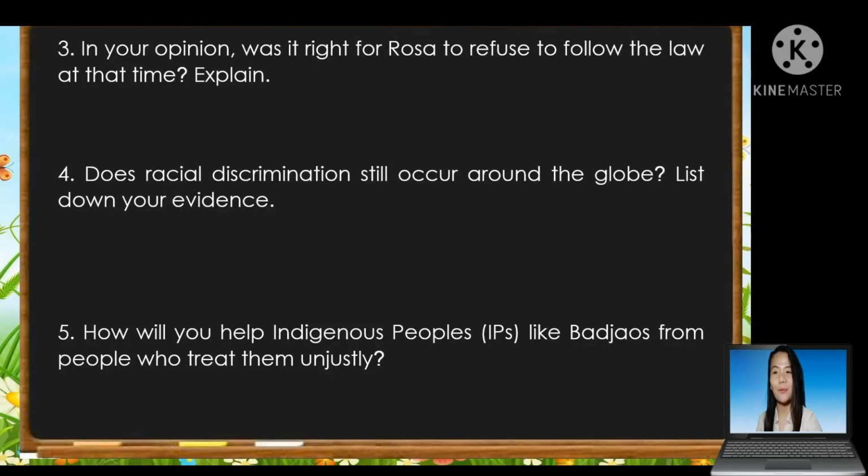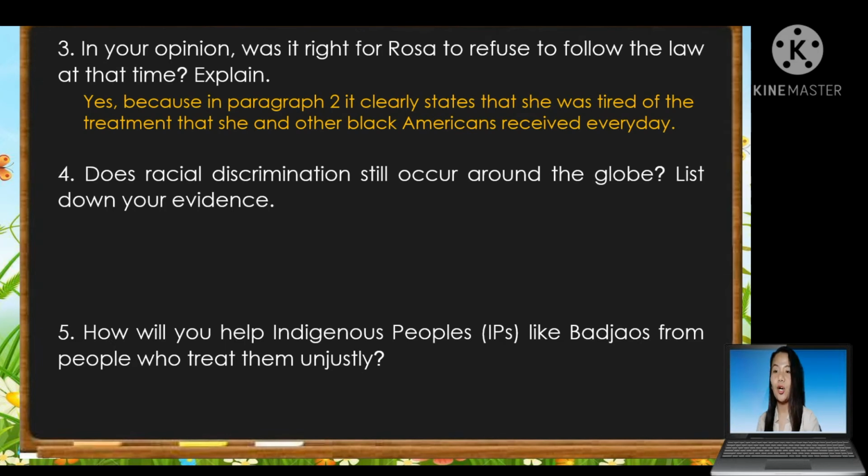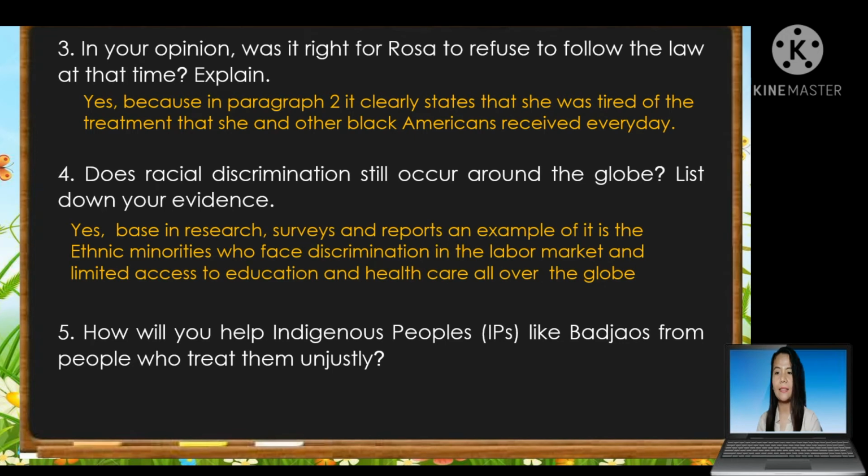Exactly! Let's proceed to question number 3. In your opinion, is it right for Rosa to refuse to follow the law at that time? Explain your answer. Good! Yes! Because in paragraph 2, it clearly states that she was tired of the treatment that she and other Black Americans received every day. Very good! Next question. Does racial discrimination still occur around the globe? List down your evidence. Yes! Based on research, surveys and reports, an example of it is the ethnic minorities who face discrimination in the labor market and limited access to education and health care all over the globe.